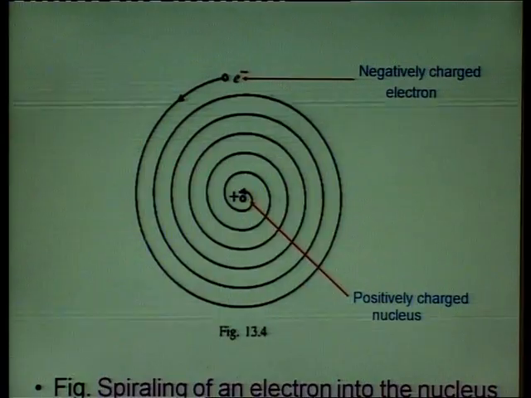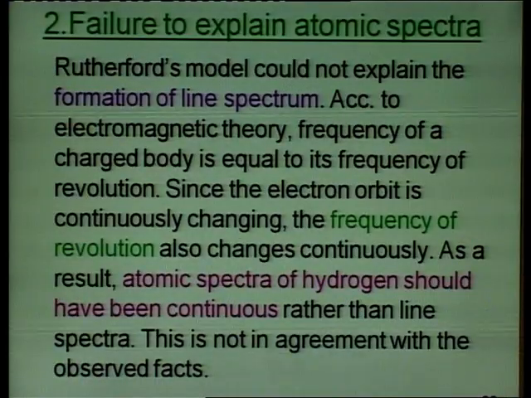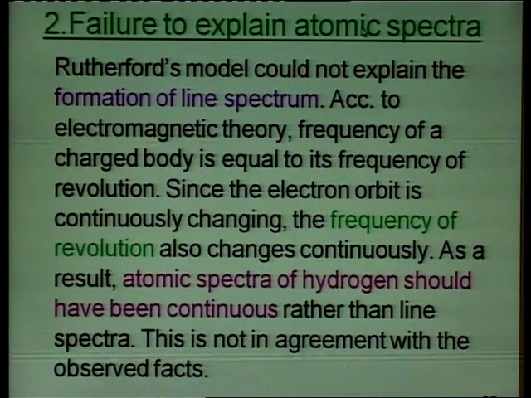Then another drawback of Rutherford's model was that it could not explain the atomic spectra. We have seen what is a spectra, and this Rutherford's model could not explain the formation of spectras. It could not explain the line spectrum of hydrogen.